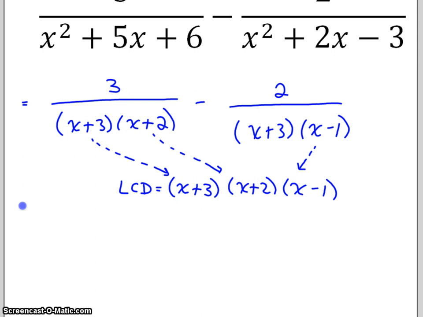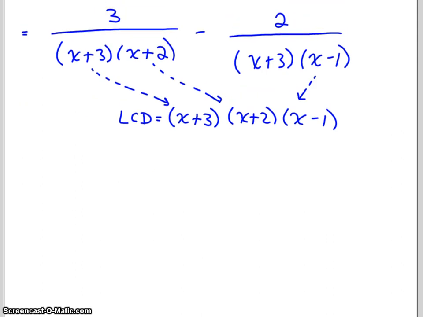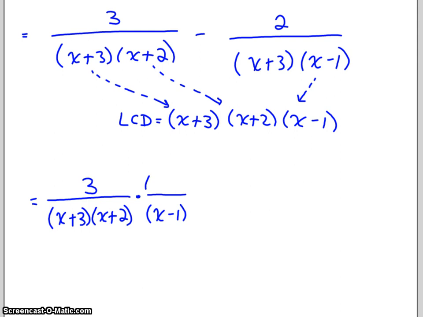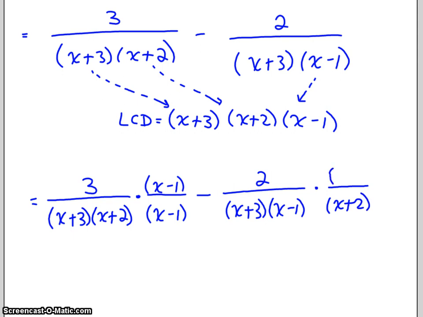Now we're going to write down the first fraction. And then we say, what are we missing from that denominator? We're missing the x minus 1. So we multiply it by x minus 1 over x minus 1. Now minus, write down the second fraction. And we say, in order to get our LCD, what are we missing? We're missing the x plus 2. So multiply it by x plus 2 over x plus 2.